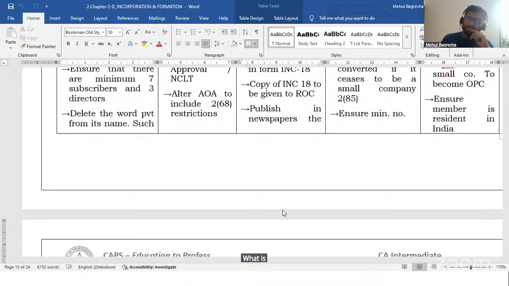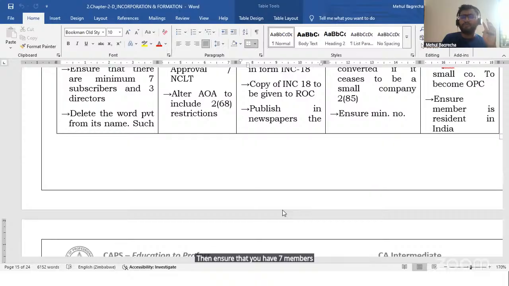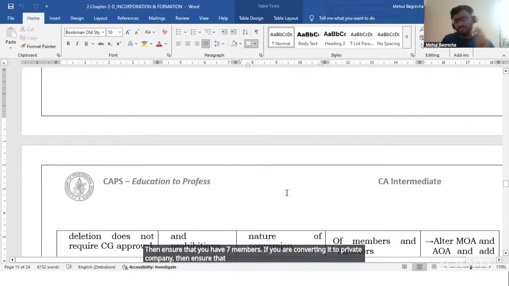Ensure minimum number. What is the minimum number in OPC? One. Those of you saying one, slap yourself. There is no concept of minimum in case of OPC. There is only one. Did you understand? Second thing, when you want to convert into a public or private company, ensure that the minimum number of members are met. If I'm converting into a public company, can I convert an OPC into public? Yes. Then ensure that you have 7 members. If you are converting into a private company, then ensure that minimum 2 members are there.